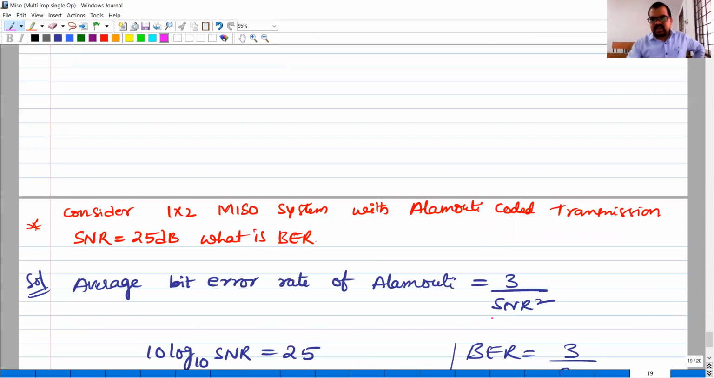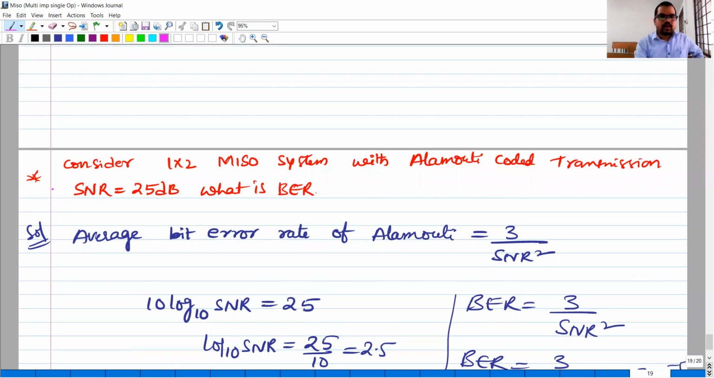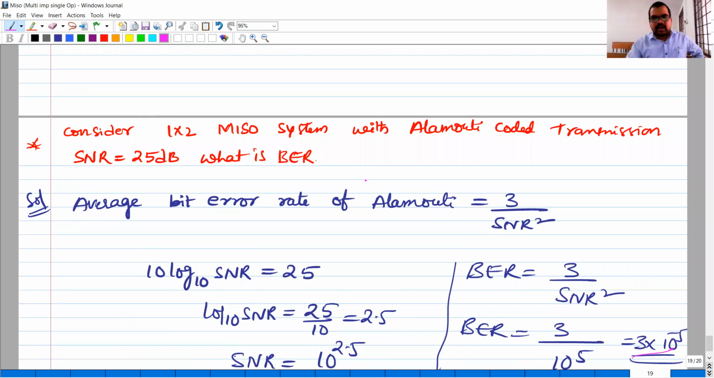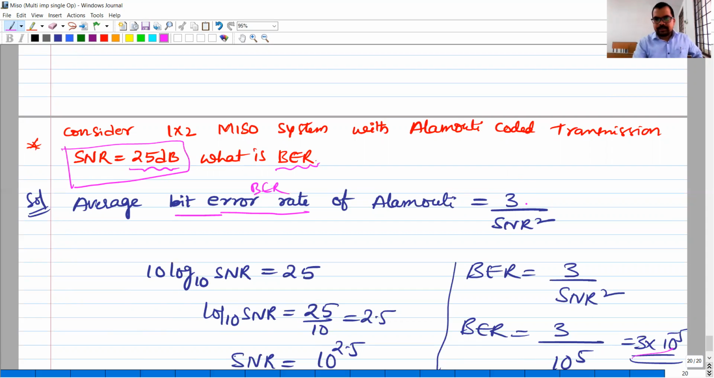Now there is another problem we can discuss here. Consider a 1x2 MISO system with Alamouti coded transmission. The signal to noise ratio is 25 dB. What is its bit error rate? In the problem, the signal to noise ratio is given in dB format, and it is asking for the bit error rate. So the average bit error rate, not bit rate, the BER, is represented by 3 by signal to noise ratio square.